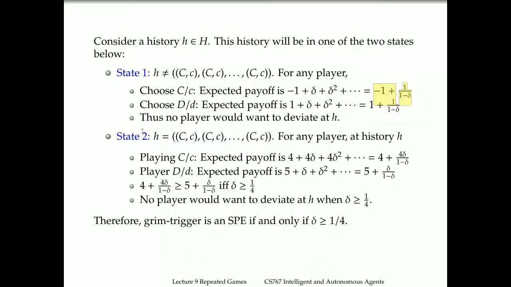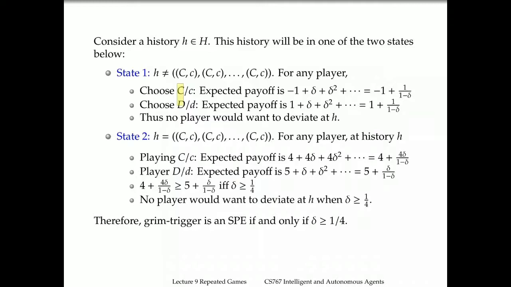And this means that, in fact, playing D will always be better than playing C at this state. So no player would want to deviate at this history. Right. We have the second case, which is the second state.